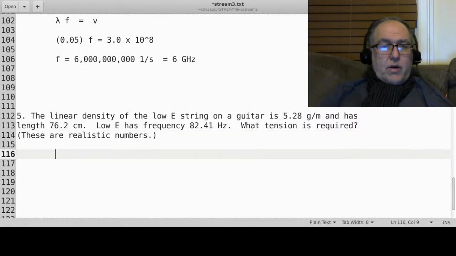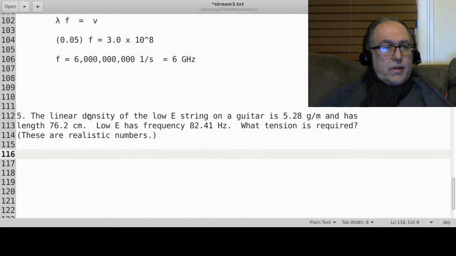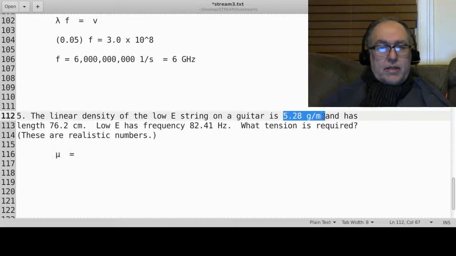The first thing we'll notice is, what did I give you? Actually, let's see what I give you and convert to MKS before I jump into the equation. So I tell you that this linear density is 5.28. Linear density is given the symbol mu. Let me grab a mu here. And so that's equal to this.